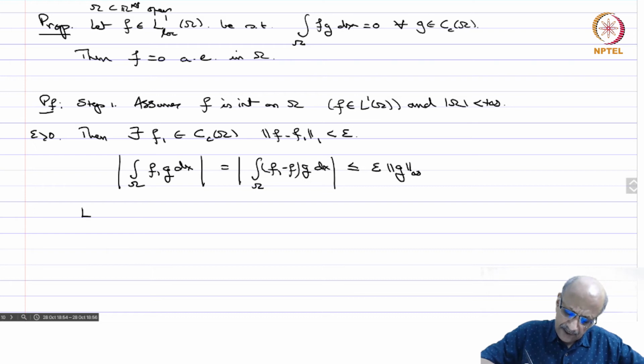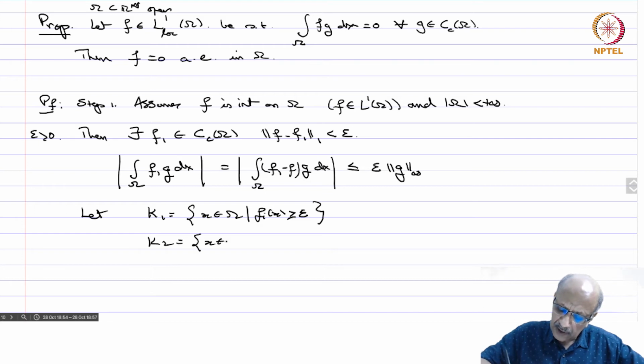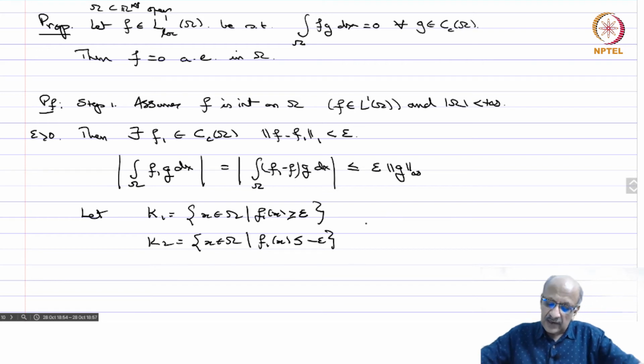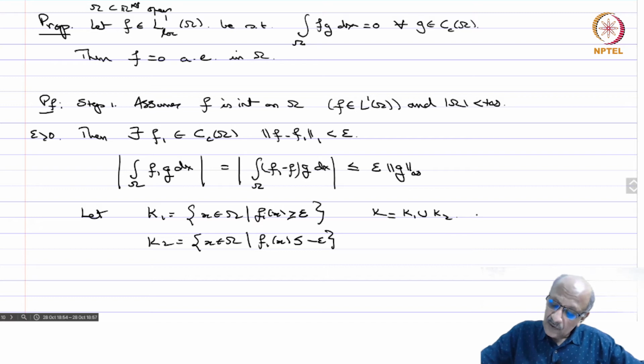So now you define, let k1 be the set of all x in omega such that f1(x) is greater than or equal to epsilon, and k2 equals the set of all x in omega such that f1(x) is less than or equal to minus epsilon. So both of these sets are closed. Okay, and k equals k1 union k2. They are closed subsets, and this is compact since f1 has compact support.